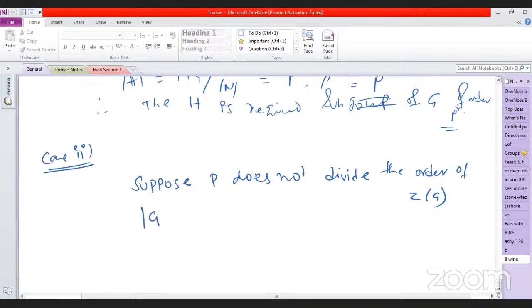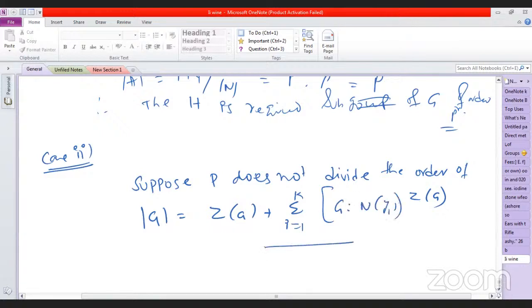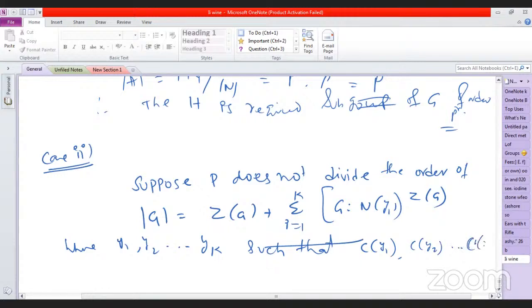Next one, the class equation: I am telling |Z(G)| plus the summation of i equal to 1 to k of |G : N(yi)|. This is the class equation, where y1, y2, and so on yk are such that we can write C(y1), C(y2), and C(yk).